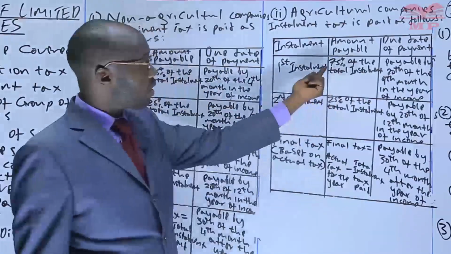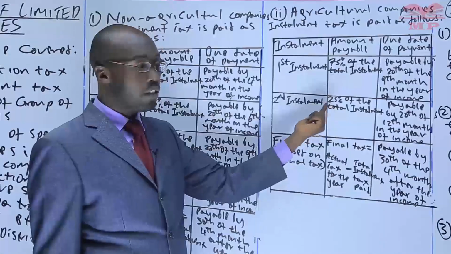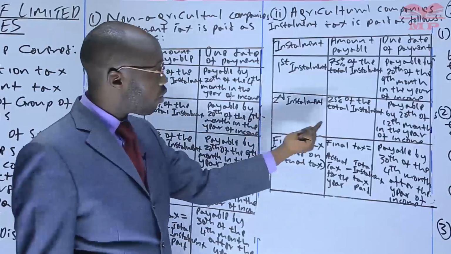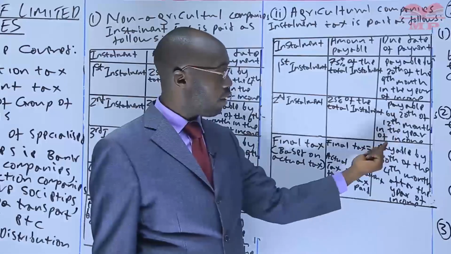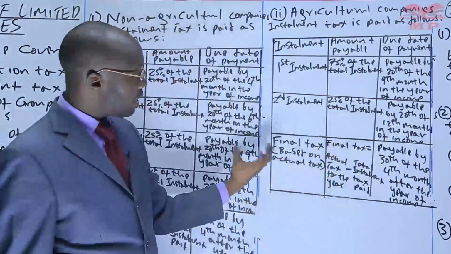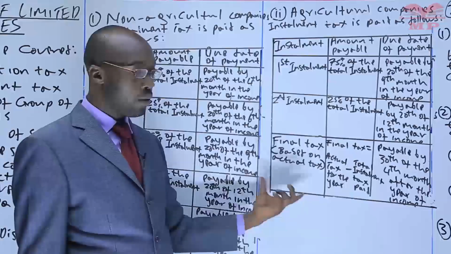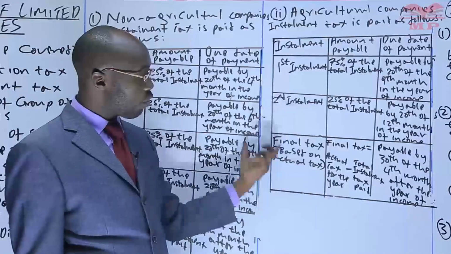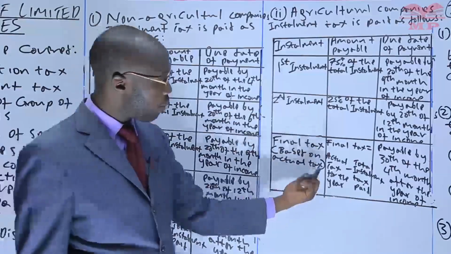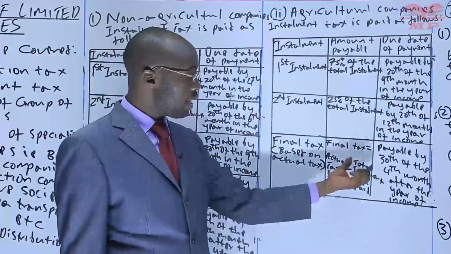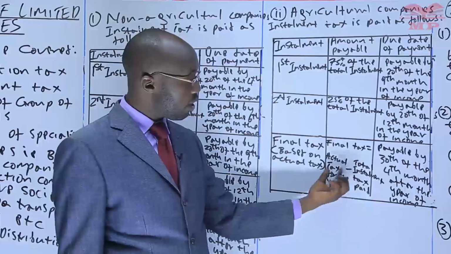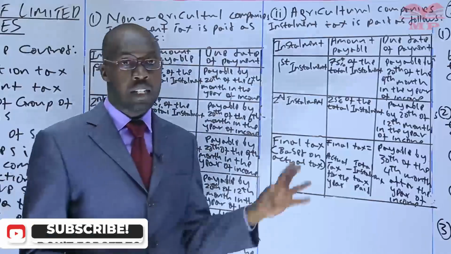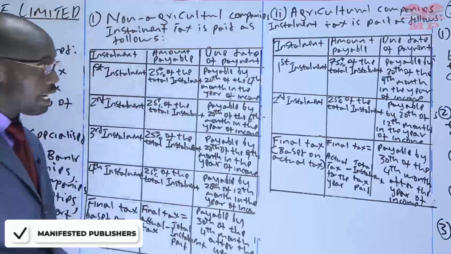Now, once you pay the 75%, that means that there is 25% remaining. So that 25% becomes the second installment, and you pay by 20th of the 12th month in the year of income. Now, after that, just like we said here, when you get to the end of the year, you determine the actual tax that you're supposed to pay, and now you pay the final tax. Final tax is the actual tax for the year minus the installment that you have paid. So the difference you pay by 30th of the 4th month after the year of income. So that is how we normally pay the installment tax.